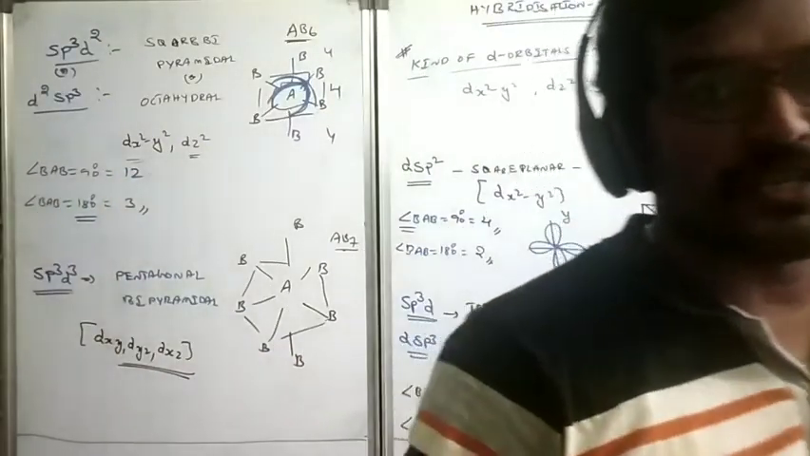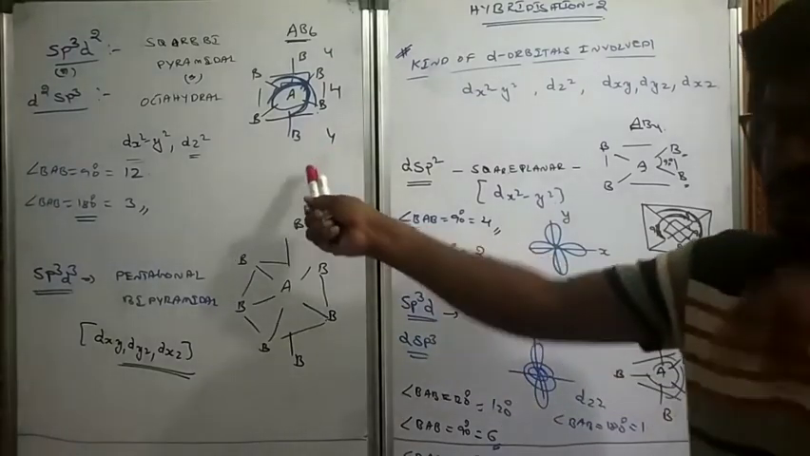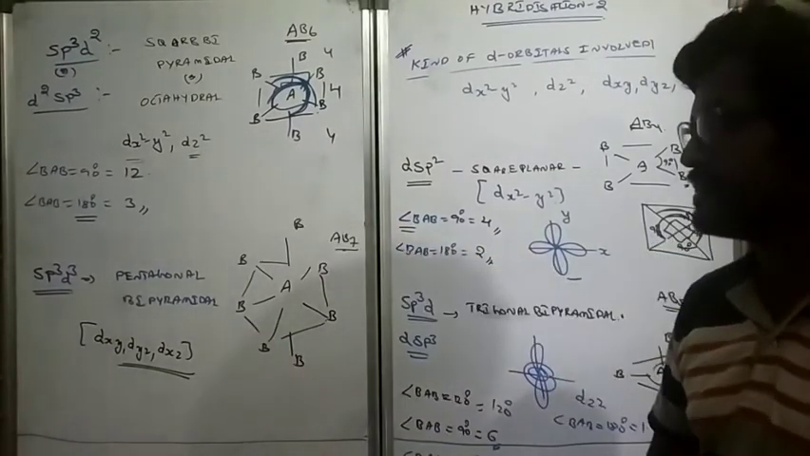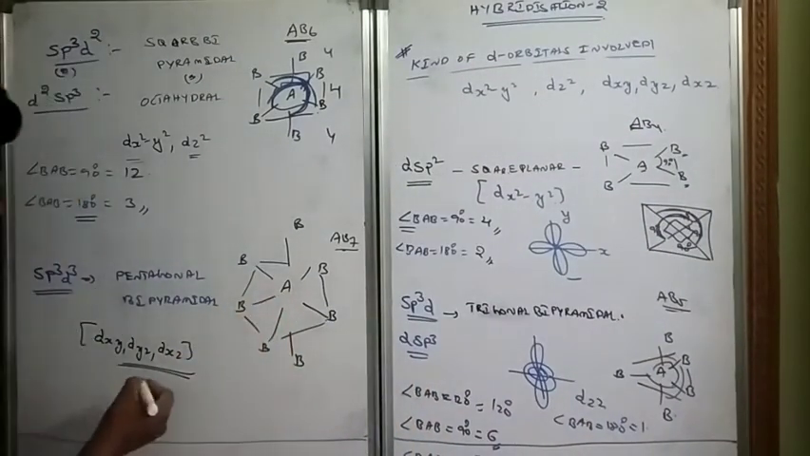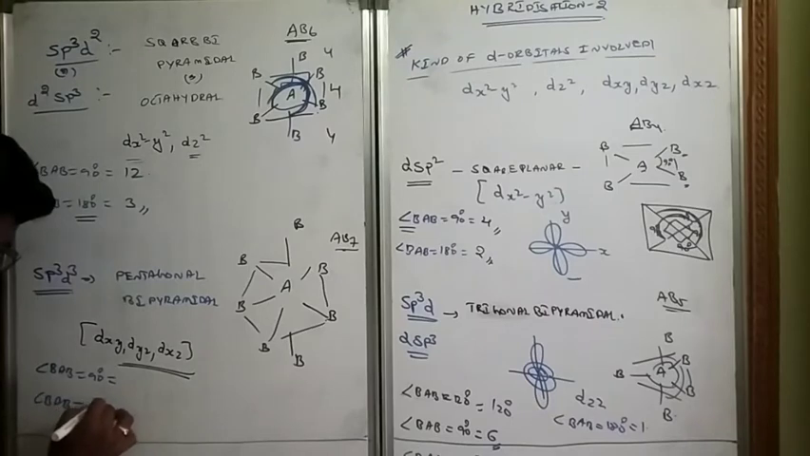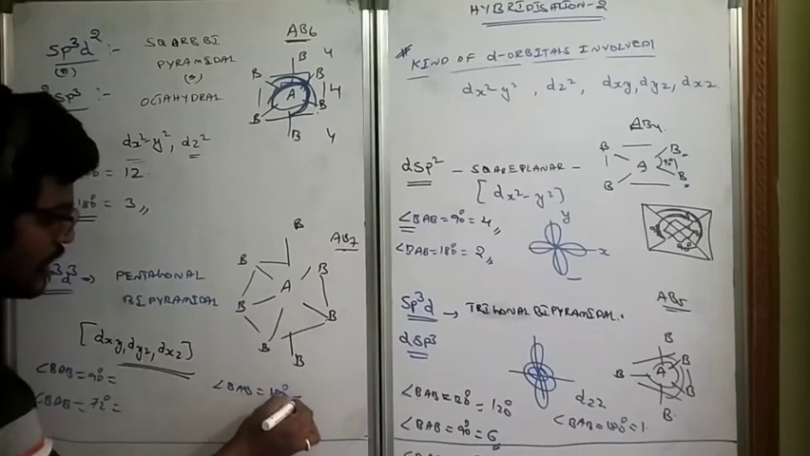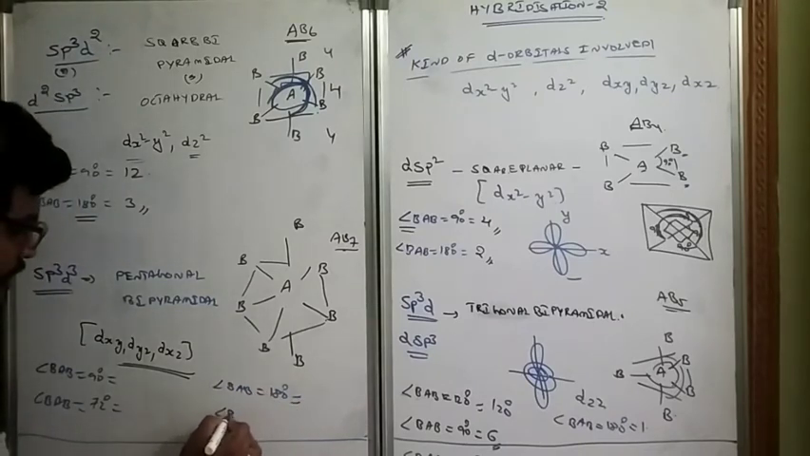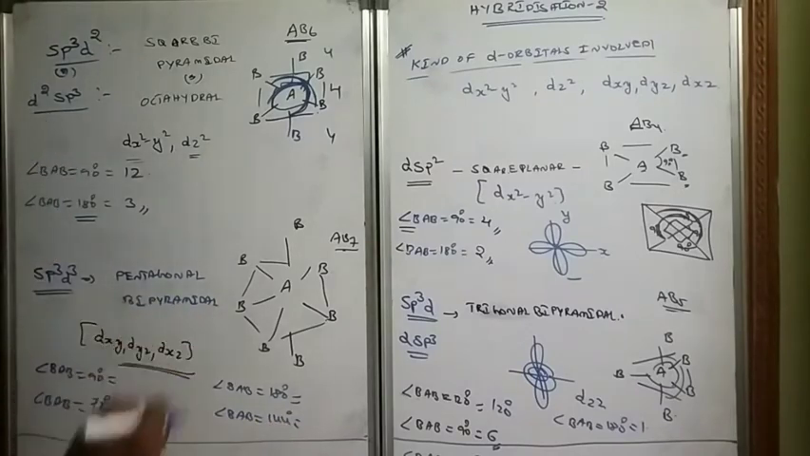In octahedral structure, how many angles are equal to 90 degrees? How many angles are equal to 180 degrees? Like that they will be asking you the question for this. And next you see sp3d3 hybridization. In this, angle BAB equals 90 degrees are there, angle BAB equals 72 degrees are there, angle BAB equals 180 degrees are present, and angle BAB equals 144 degrees are present. Like this they will be asking you.